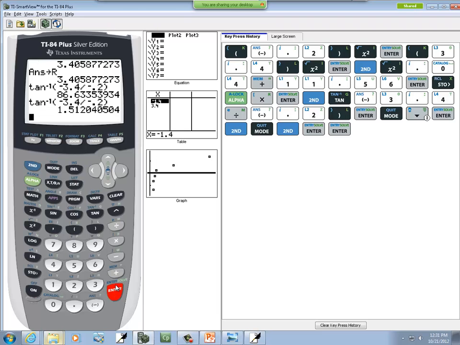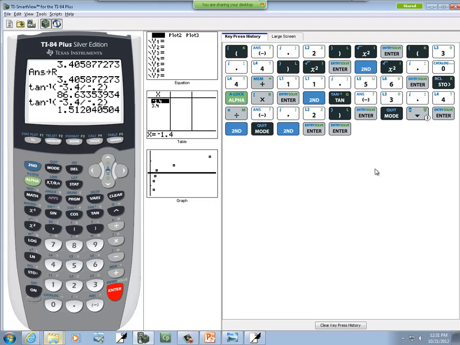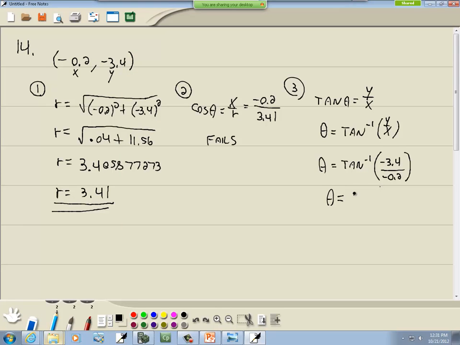Okay, and we get this. Now if I was going to use this in further calculations, then I'd want all the decimal places, but I'm not. So I'm going to go ahead and round it to 1.51, like this. Now we have a note. When using the tangent theta is equal to y over x formula, check your quadrants.